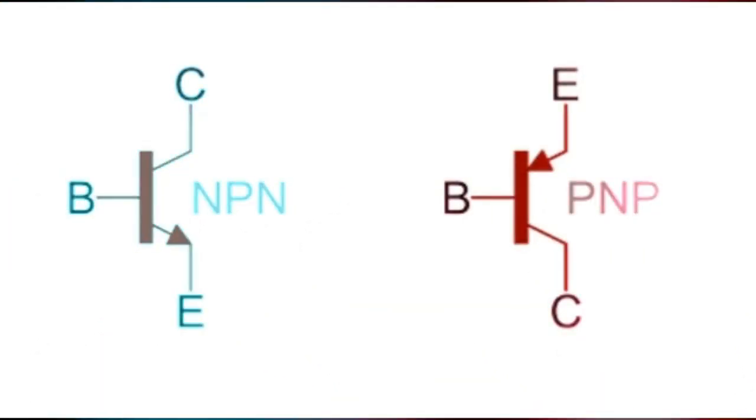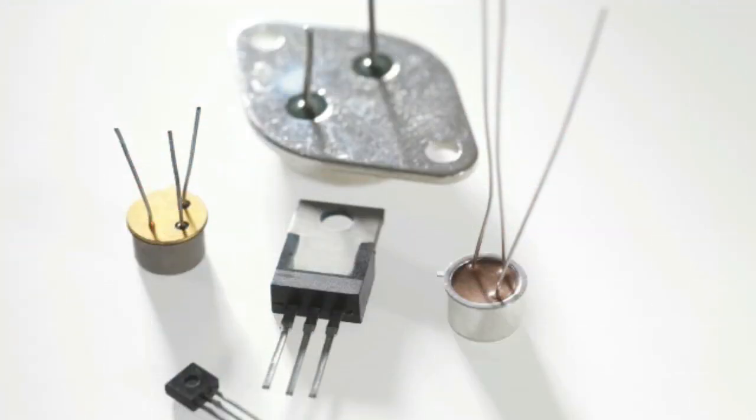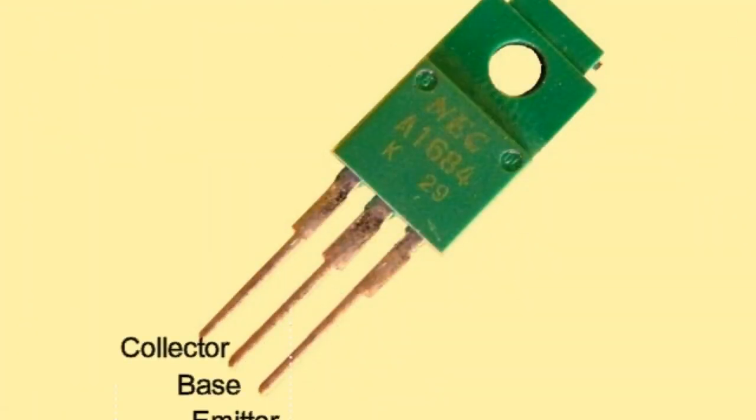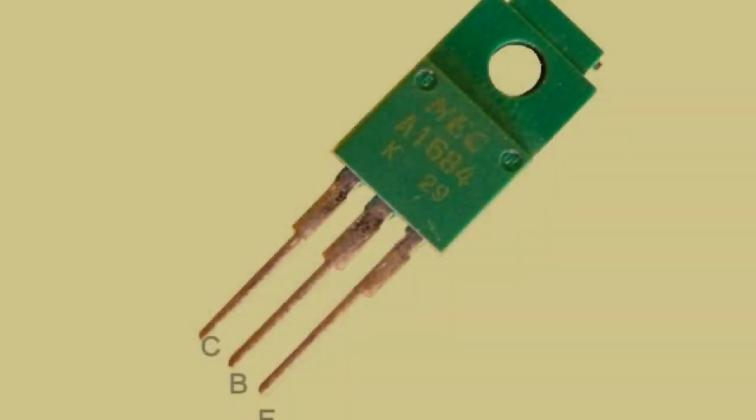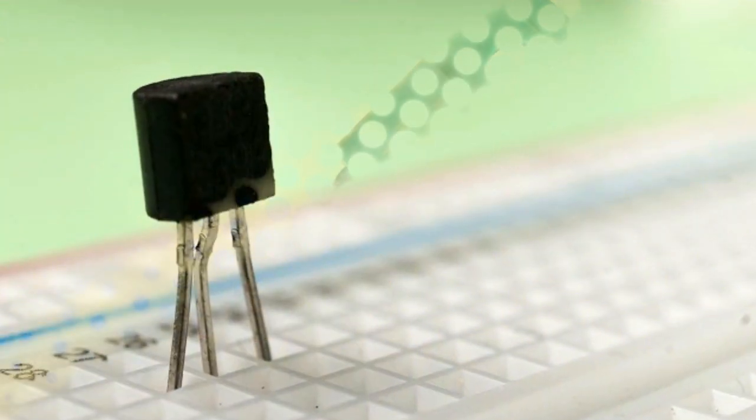NPN and PNP transistor symbol. Transistors basically have three bases. In BJT, these bases are called collector, base and emitter, and we show them with three letters B, C, and E respectively.